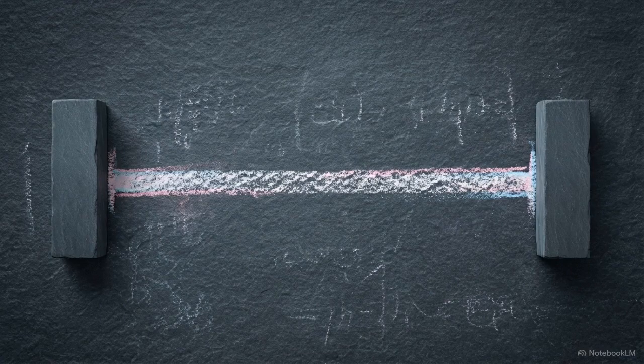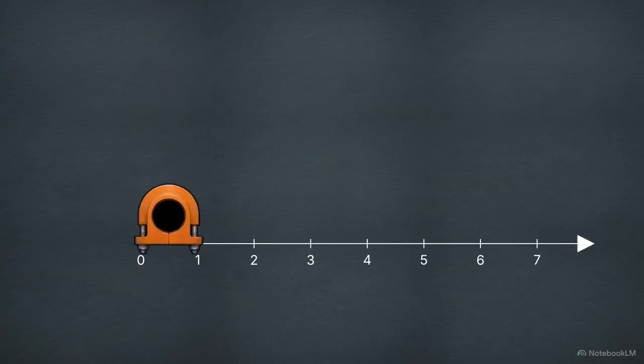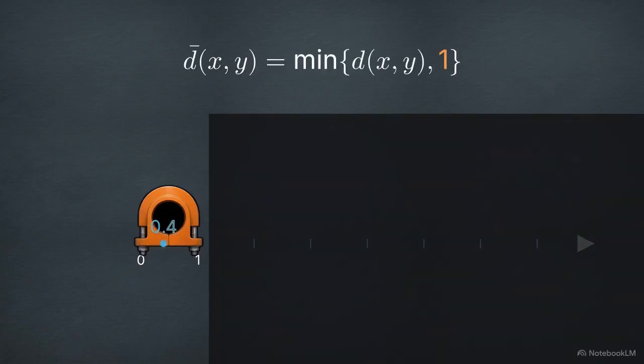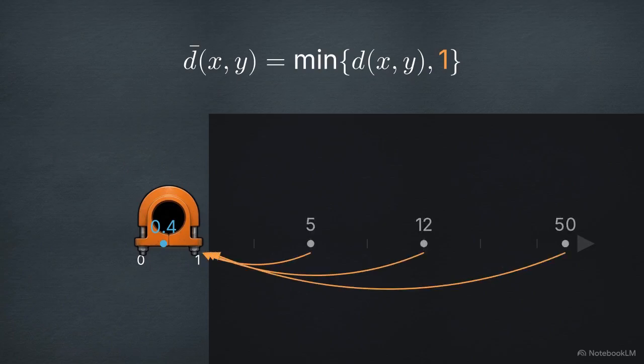To reflect this, we can use a standard bounded metric. Imagine taking a ruler and erasing every number past 1. For objects closer than 1 unit, you measure exactly, say 0.4. For objects 2 or 2,000 units away, the ruler stops. It just reads 1, meaning far away.